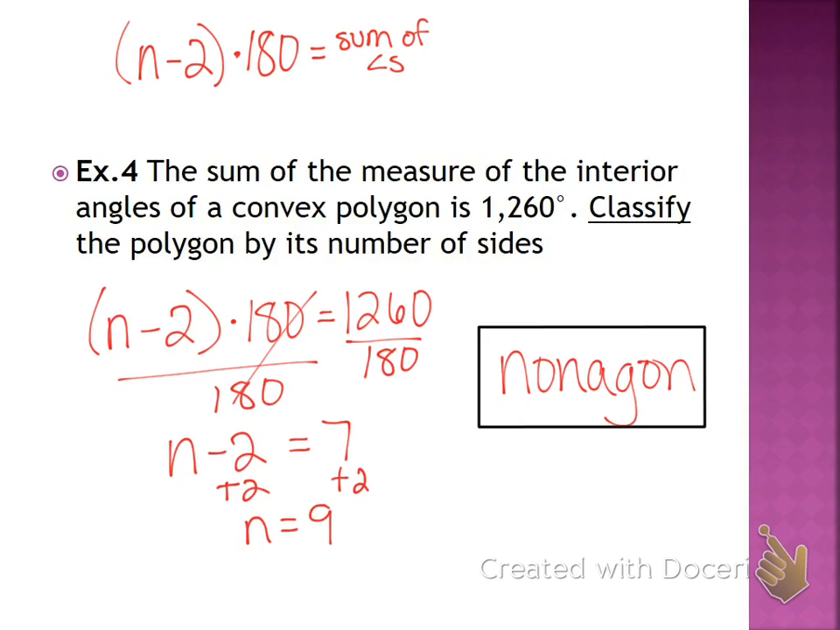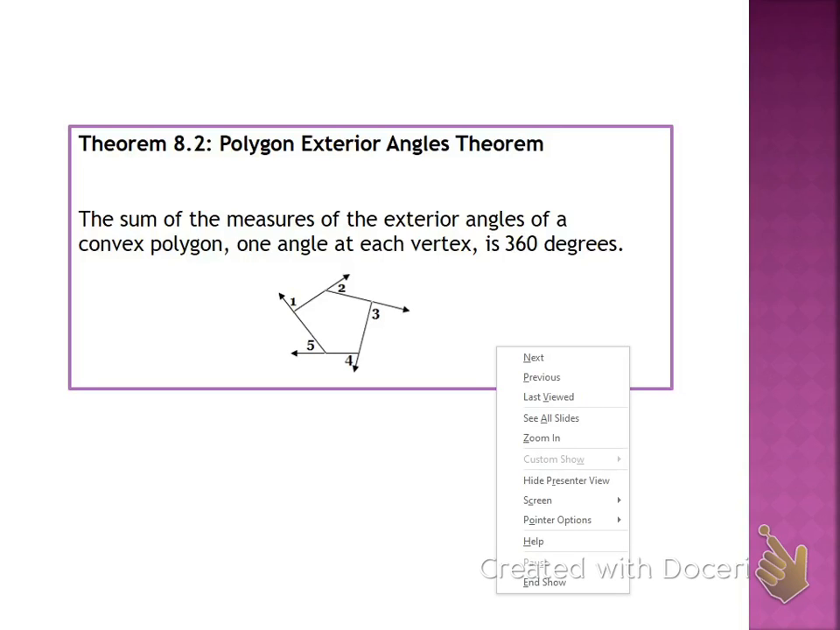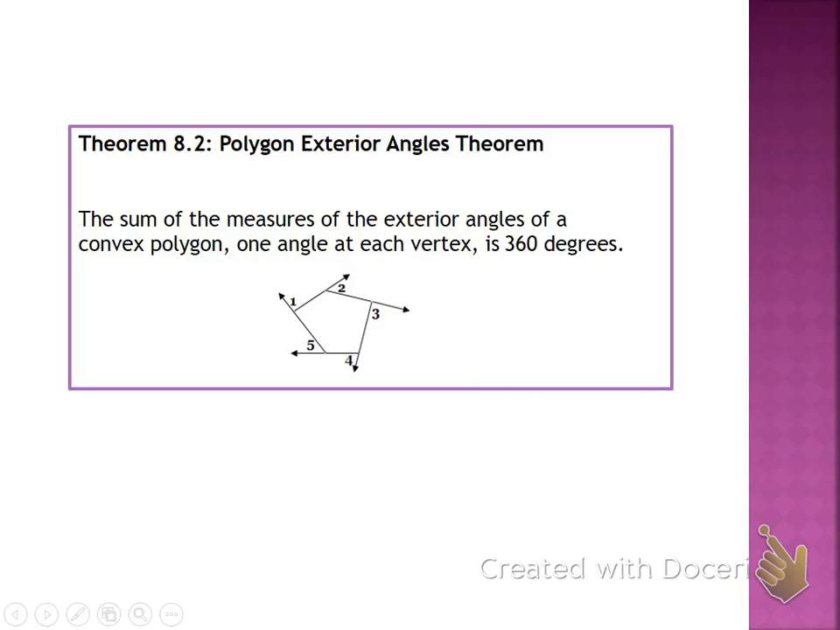Questions, concerns, need more time? We got another new idea to talk about. The exterior angles theorem. The sum of the measures of the exterior angles of a convex polygon, with one angle at each vertex, is 360 degrees.